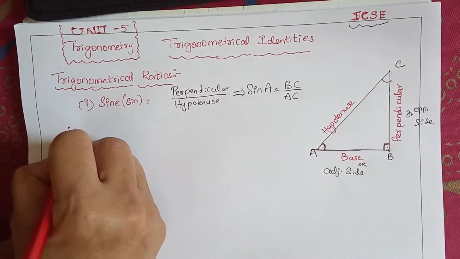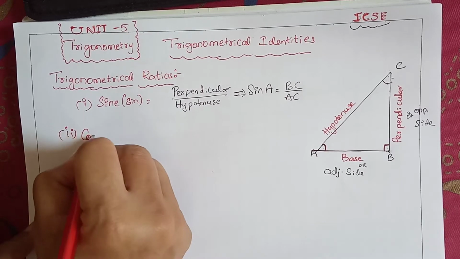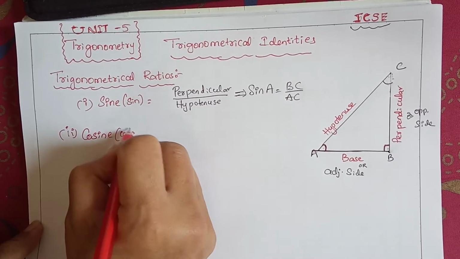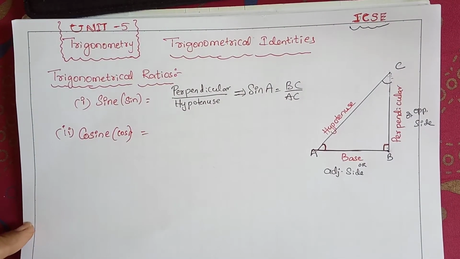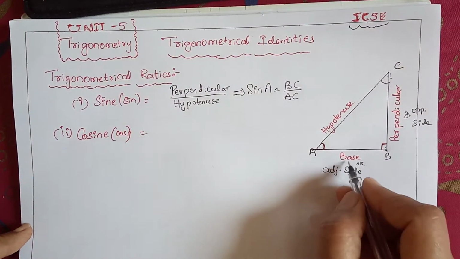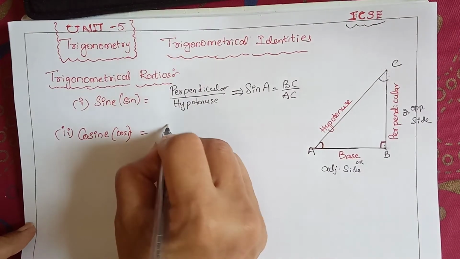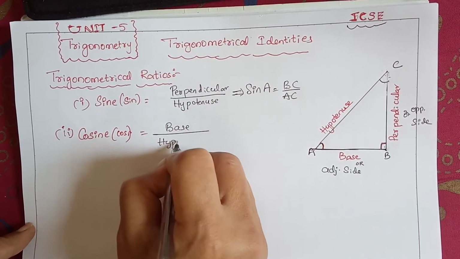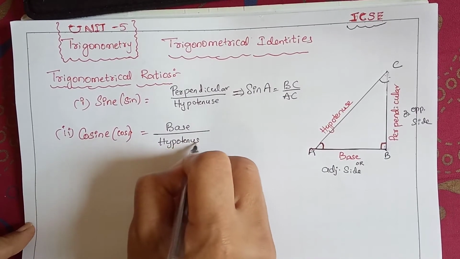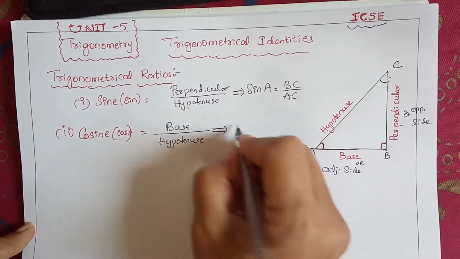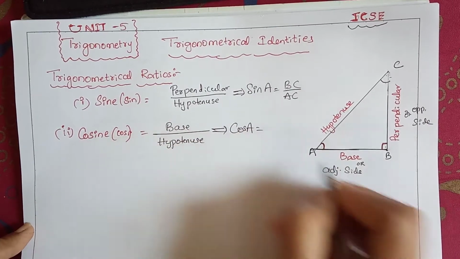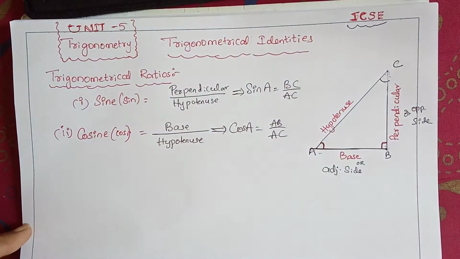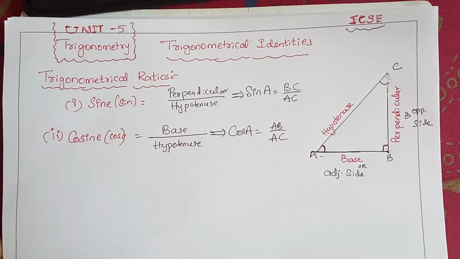Next, the second one is cosine. The full name is cosine and the short form is cos. So what is cos here? Base by hypotenuse. Base by hypotenuse, which is defined in this way: cos A is equal to AB by AC.